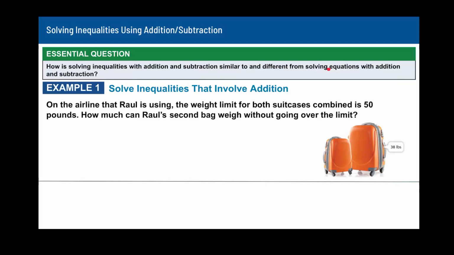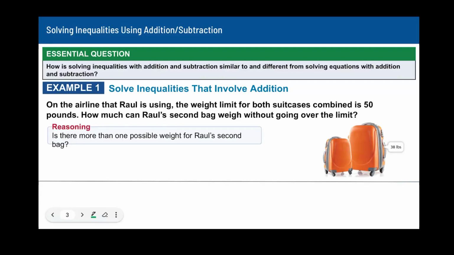We are solving inequalities that involve addition. On the airline that Raul is using, the weight limit for both suitcases combined is 50 pounds. How much can Raul's second bag weigh without going over the limit? We can see here that one of his bags weighs 38 pounds. So is there more than one possible weight for Raul's second bag? Well, that bag could weigh 1, it could weigh 2, it could weigh 3. So there's more than one possible weight for Raul's second bag.